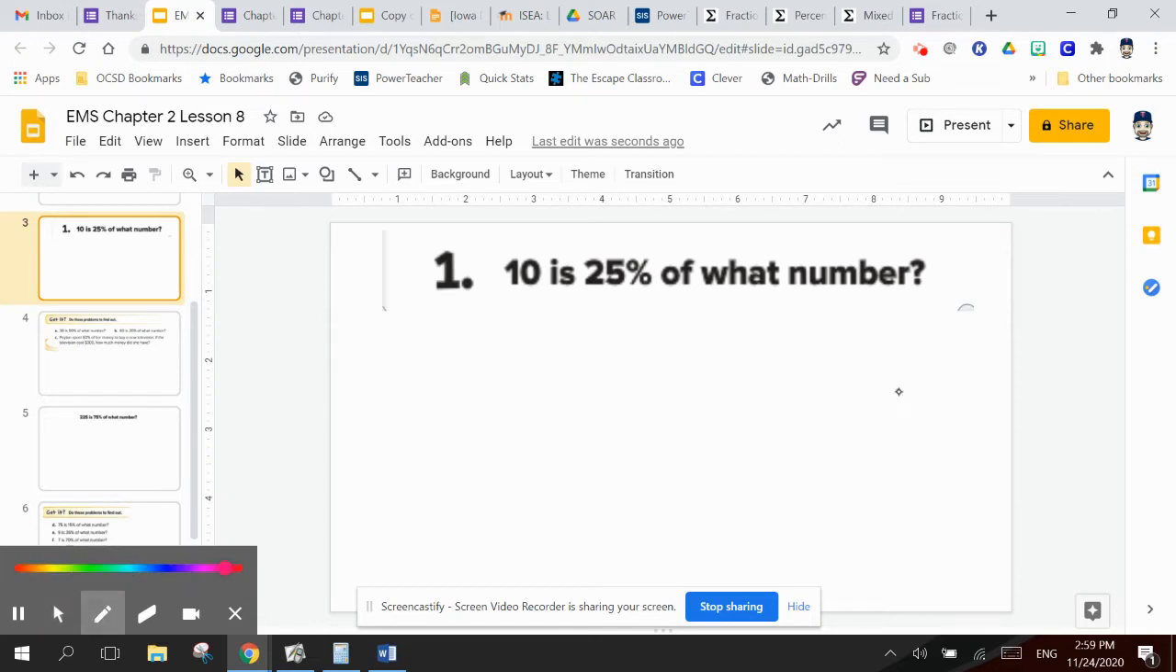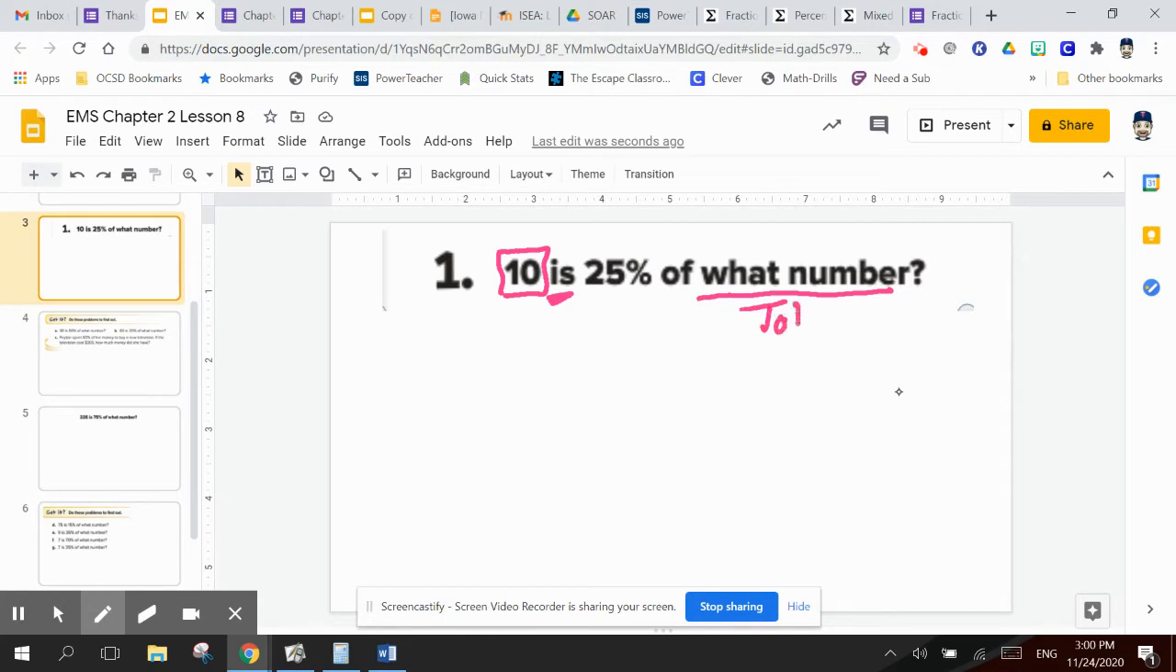So when I look through and I see the word "is," it tells me that this number here is going to be my numerator, because "of what number" is going to be my total. So I write my percent as a fraction. 25% is 25 out of 100. And 10 is my part. I am trying to find the total.